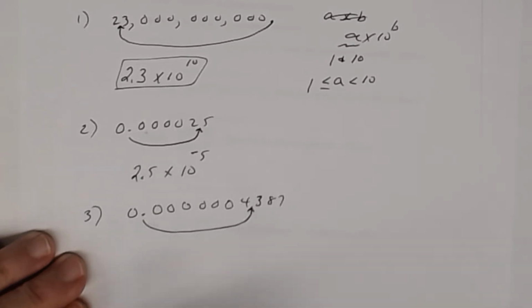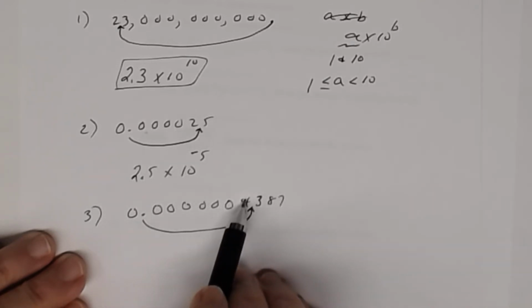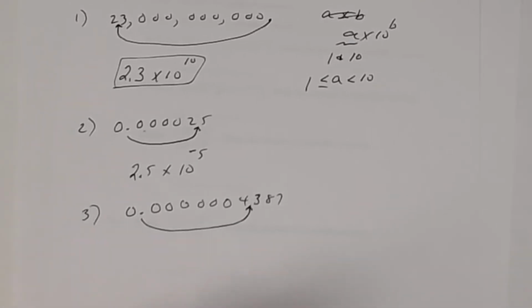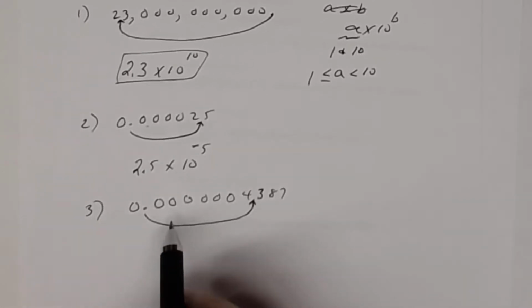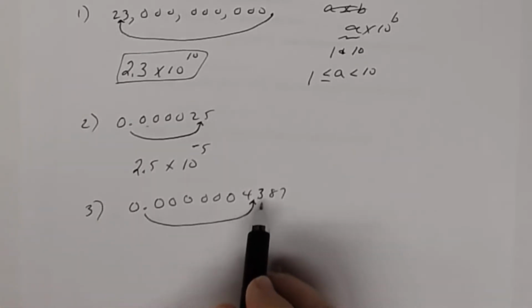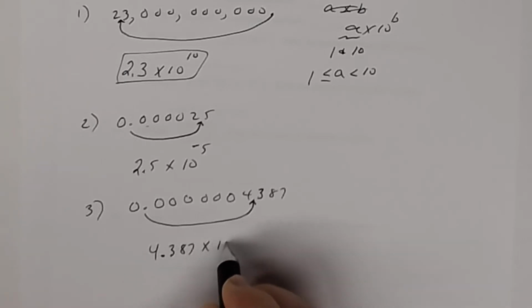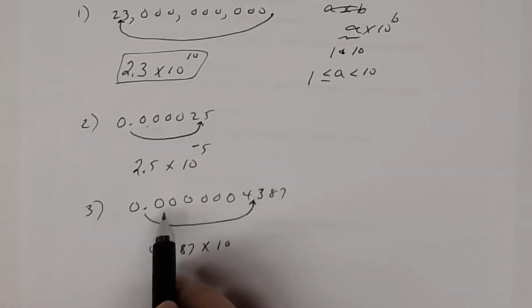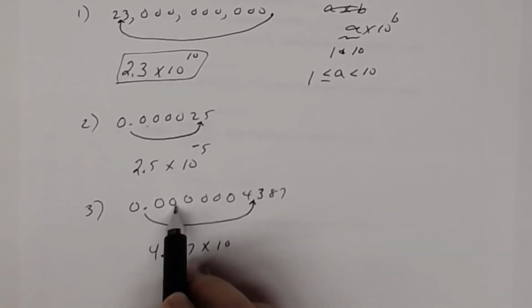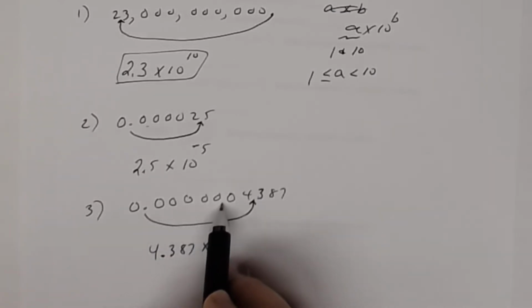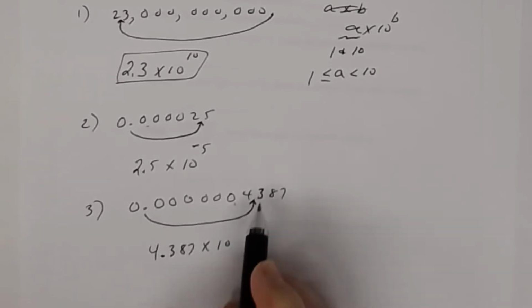So I'm going to put the decimal point here. So then I would have one digit in front of the decimal point. So I'm going to get 4.387 times 10 to a power. So the power is how many places you've moved that decimal point. So I went 1, 2, 3, 4, 5, 6, 7.